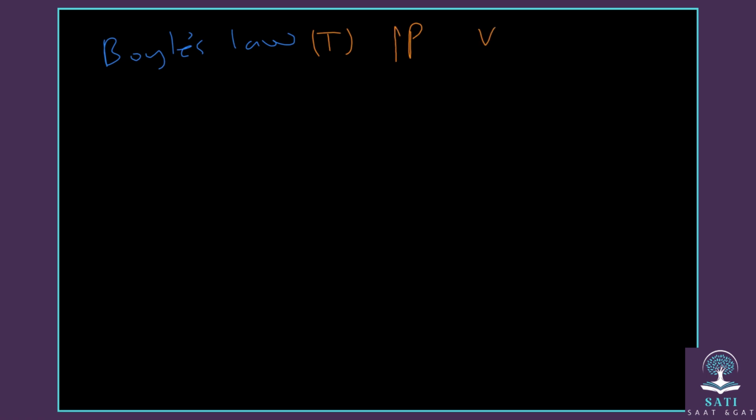Okay, if we go now to these equations, which are Boyle's, Charles', and also Gay-Lussac's. The first one is Boyle's law. In Boyle's law, the temperature is constant. When the temperature is constant, pressure and volume are inversely proportional. That means if you increase the pressure, the volume will decrease.